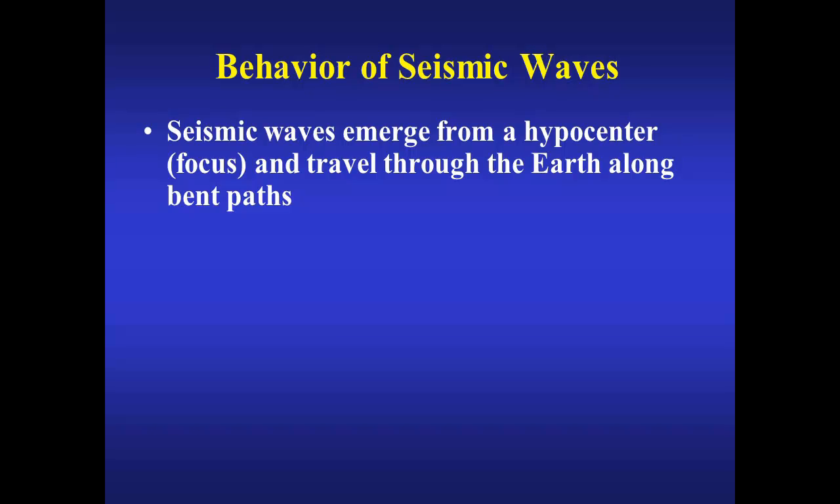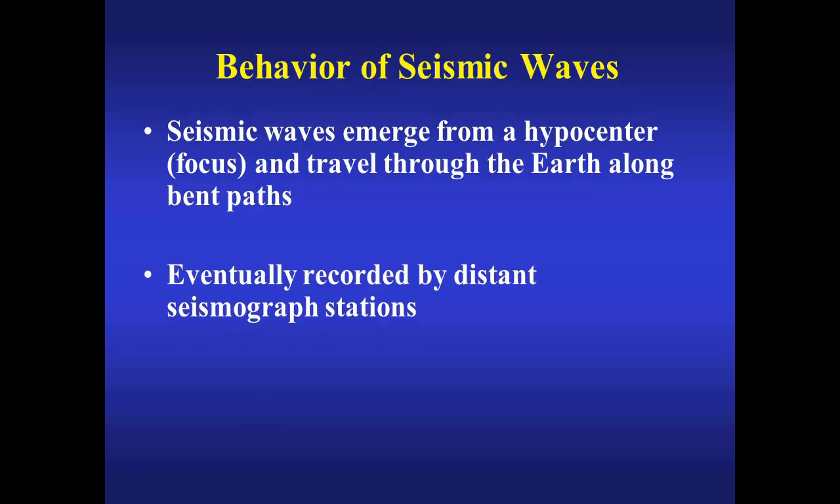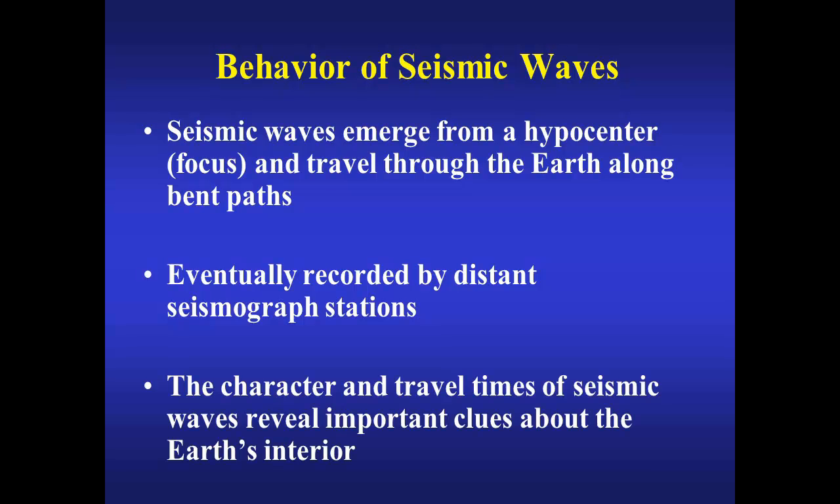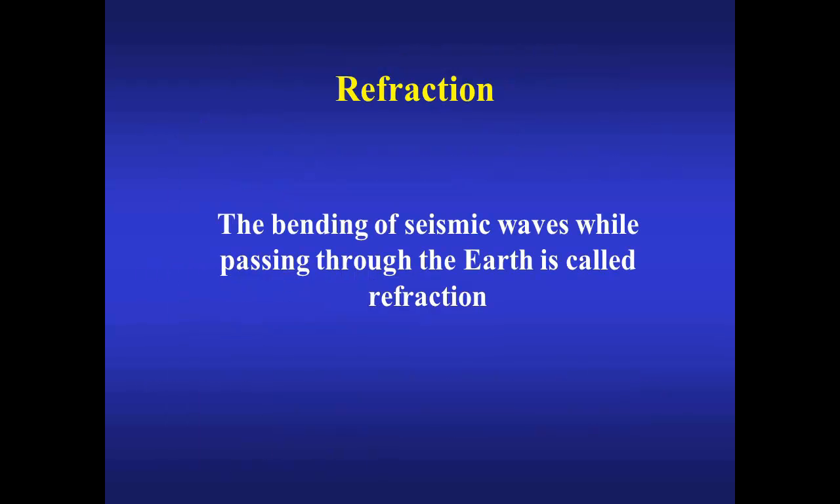So seismic waves emerge from the hypocenter, also known as the focus, and travel through the Earth along these bent paths. And eventually these waves are recorded by distant seismograph stations. And by noting the character and travel times of the seismic waves, we can derive important clues about the overall makeup and composition of Earth's interior.